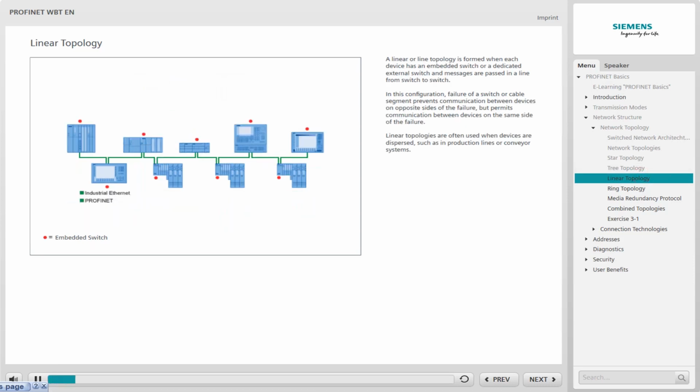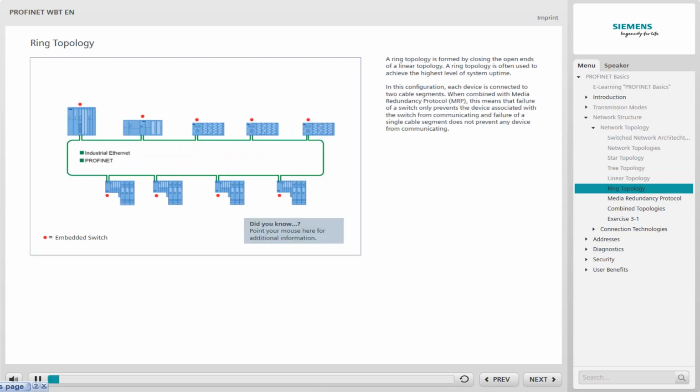Linear or line topology is formed when each device has an embedded switch or a dedicated external switch, and messages are passed in a line from switch to switch. In this configuration, failure of a switch or cable segment prevents communication between devices on opposite sides of the failure, but permits communication between devices on the same side of the failure. Linear topologies are often used when devices are dispersed, such as in production lines or conveyor systems.